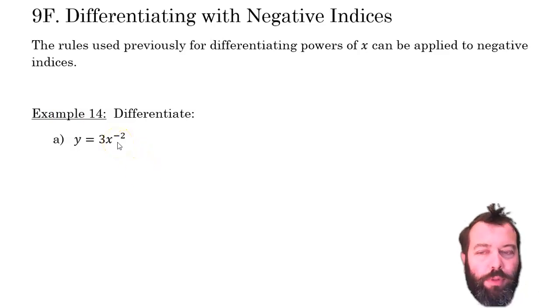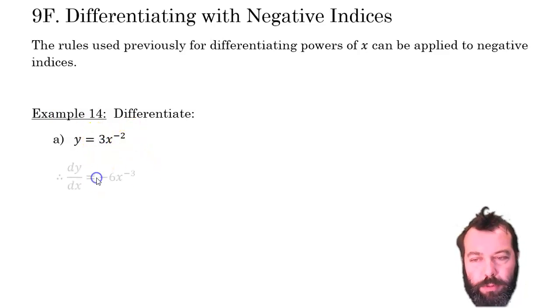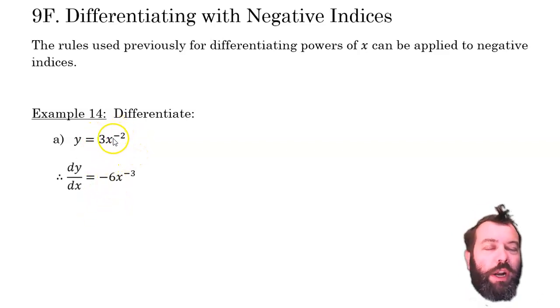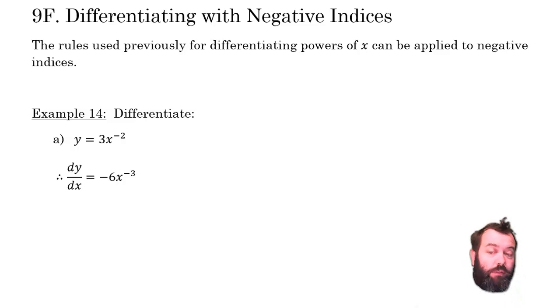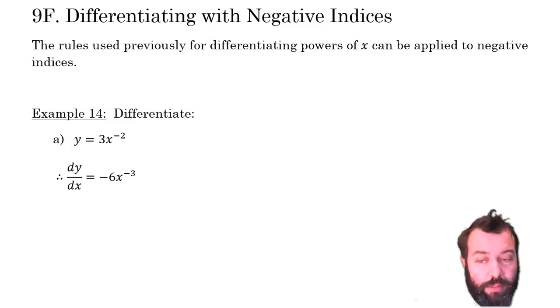How do you suppose we deal with this? Well, the negative 2 comes down, multiplies by the 3, gives us negative 6, and then I subtract 1 from negative 2. Remember, negative 2 minus 1 is negative 3. That's it. That's the derivative. That's differentiating with a negative index.